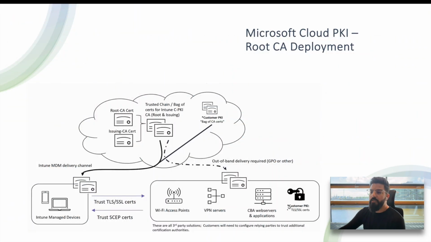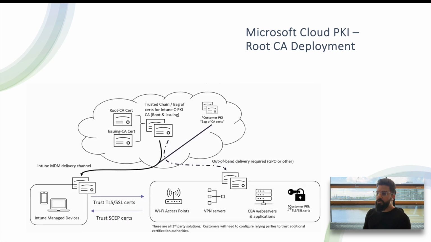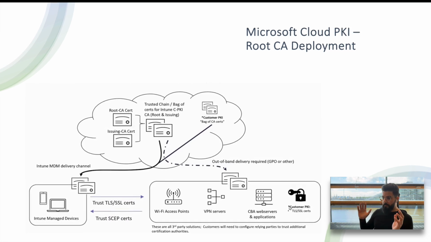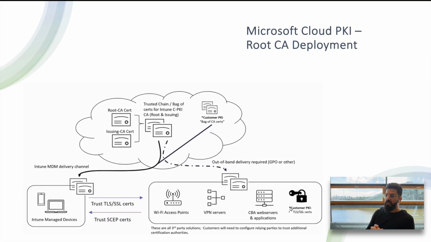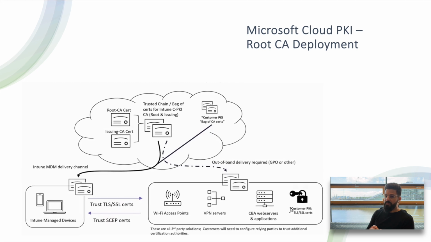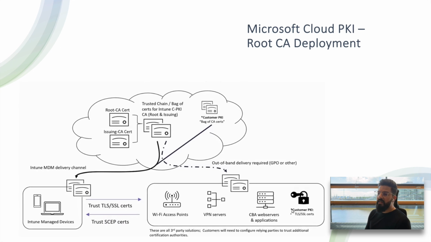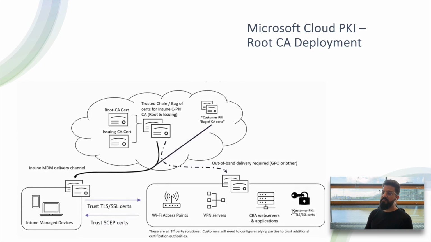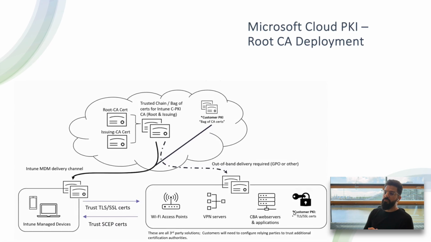Here's my favorite part of the video. So with the Cloud PKI approaches, root CA deployment. In the root CA deployment, you've got the root CA in the cloud. And so you need to deliver what's so-called the bag of certs, or the trusted chain, to your devices. You also need the bag of certs for the SSL certificates, the TLS certificates that your on-prem root CA has issued. And so you need to deliver both of those.